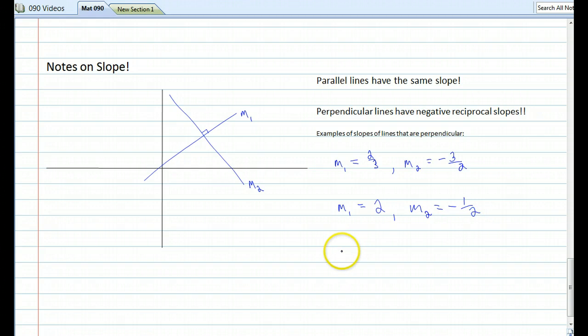One more example. Let's say the first line has a slope of negative 8/11. The slope of the second perpendicular line would be not negative but positive now, and the reciprocal is 11/8. So those are just a few examples of slopes of lines that would be perpendicular.